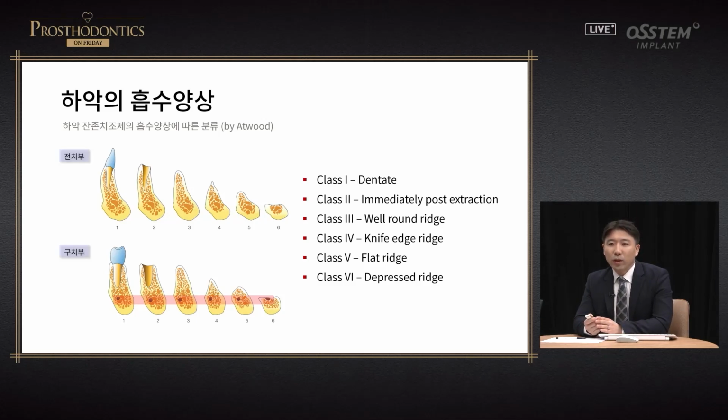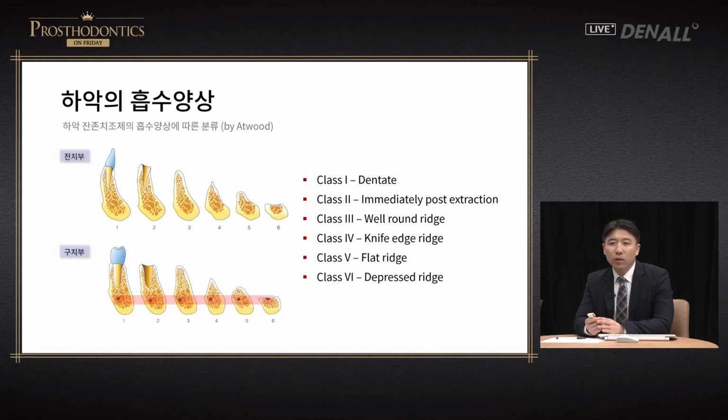We need to understand the horizontal bone resorption pattern. What is very difficult is cases with extreme bone resorption. Such resorption can be divided into 6 categories. Class 1 is with tooth. Class 2, right after extraction.